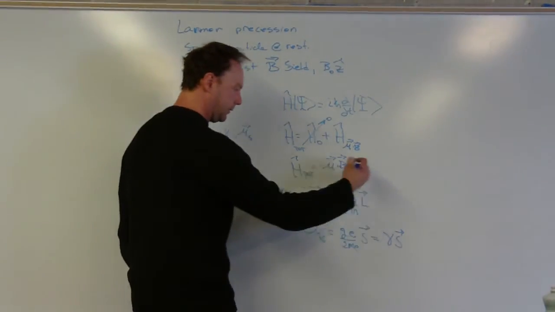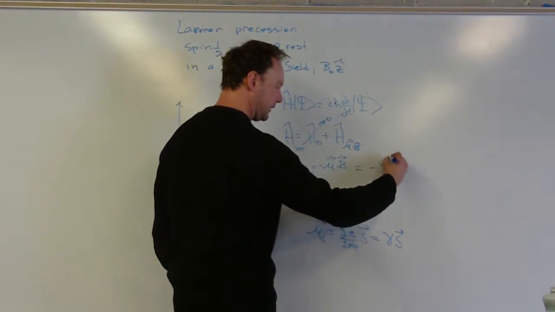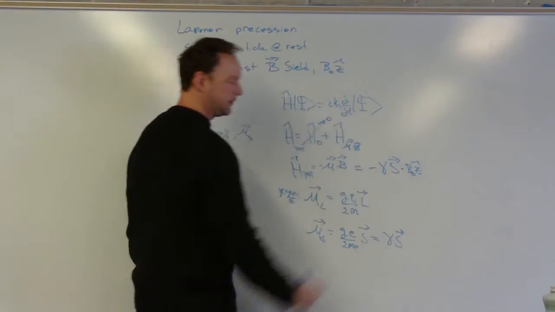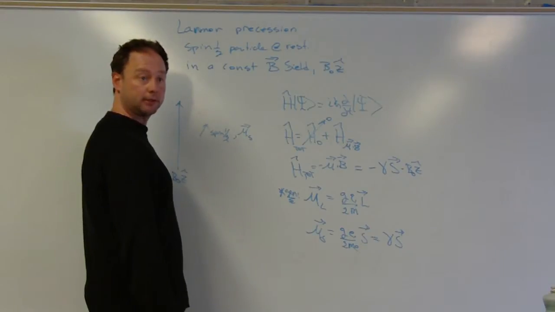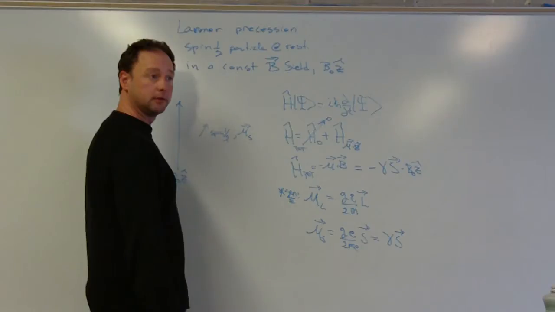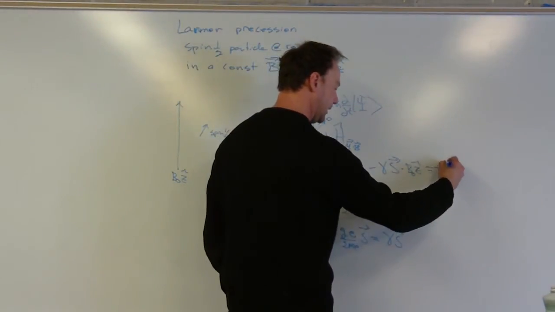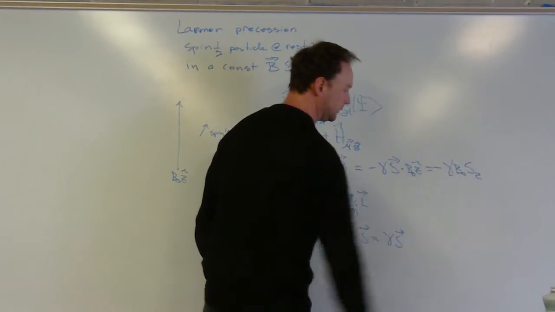So if we go back up here to the total Hamiltonian, it equals minus gamma s dot B0 z hat. That's a dot product between the s and z hat. And what's the dot product between the s and the z hat? That equals Sz. So this equals minus gamma B0 Sz.